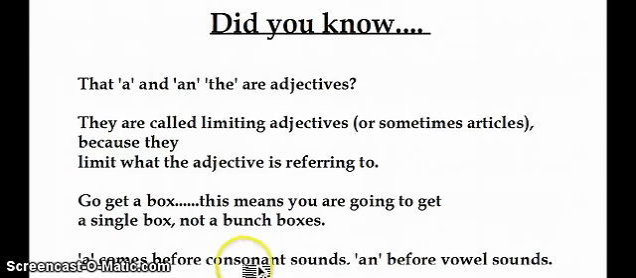A obviously comes before consonants, I would say, and an before vowels. So if I said go get an orange for me, you're getting 1 orange. Or if I say go get the pen, there's probably a specific pen that I want you to get. So they're called articles, but an article is a type of adjective. So anytime I ask you to find adjectives in sentences, if you see a, an, or the, those are articles or adjectives.